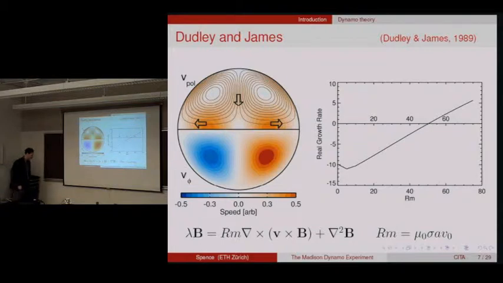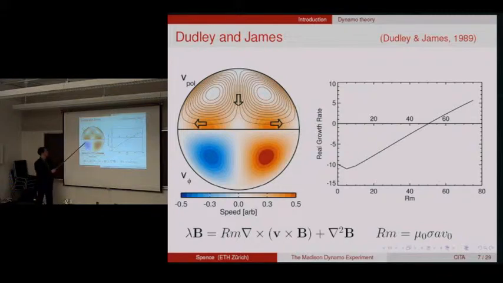So Dudley and James came up with this very simple flow, threw it into that equation. Well, here it is, this equation here. And lo and behold, you can see that after your magnetic Reynolds number passes some critical value, the critical magnetic Reynolds number, you do get positive values. This is growth rate versus magnetic Reynolds number here. So, all right, cool. Maybe we can pull this off.